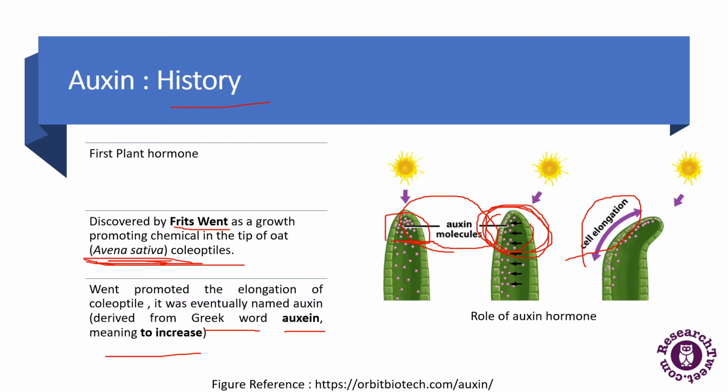There are various naturally occurring auxins, which are known as IAA, that is indole-3-acetic acid, IBA, that is indole-3-butyric acid, and PAA, that is phenylacetic acid. So this was about the history of the plant auxin: it was the first plant hormone discovered by this scientist, and in Greek its name means "to increase".